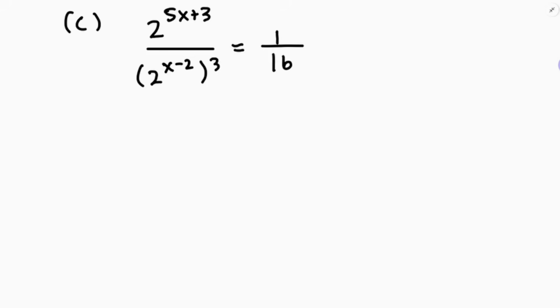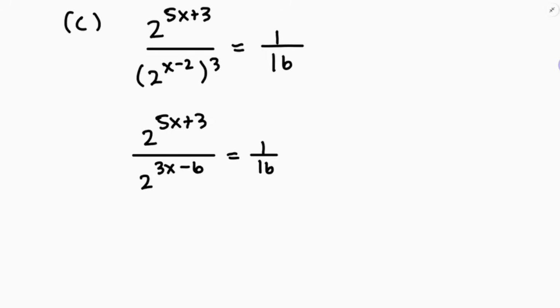I'm going to be doing this on an exponent property level: 5x plus 3. Deal with that power of a power. We're multiplying those exponents, multiply the 3 over the x and the negative 2. And then if I'm dividing two things with the same base and different exponents, I'm subtracting the exponents. 5x minus 3x is 2x. 3 minus negative 6 is positive 9.